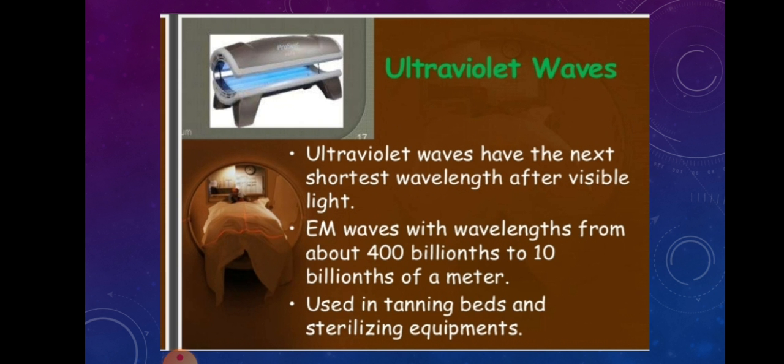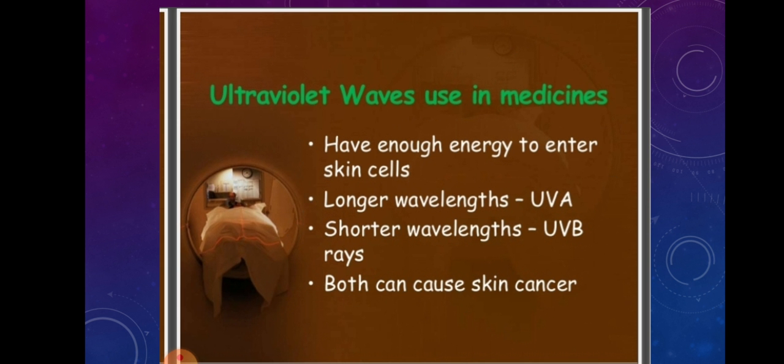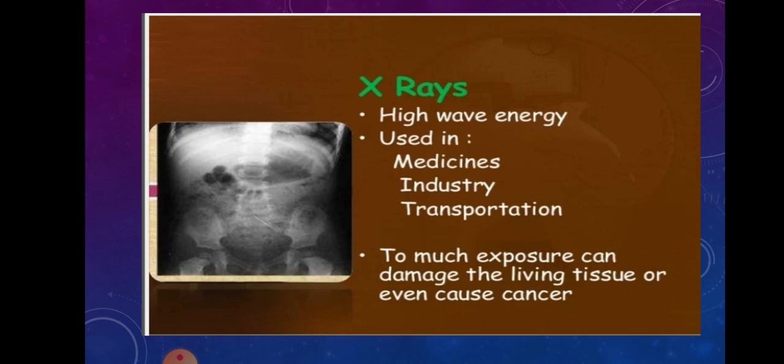UV waves. Ultraviolet waves have the next shortest wavelength after visible light, from about 400 billionths to 10 billionths of a meter. They are used in tanning beds and sterilizing equipment. UV rays used in medicine have enough energy to enter skin cells. Both longer and shorter wavelengths can cause skin cancer.